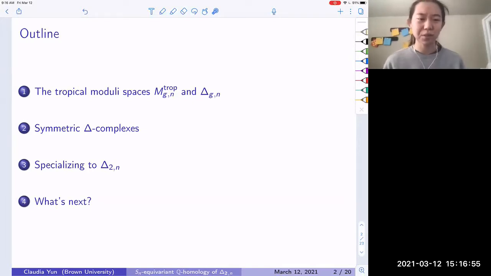And then I'll say a few words on the theory of symmetric delta complexes to give an alternative description for the tropical moduli spaces. And then after that, I will specialize to the genus 2 case. And finally, I'll say a few words on some work in progress.